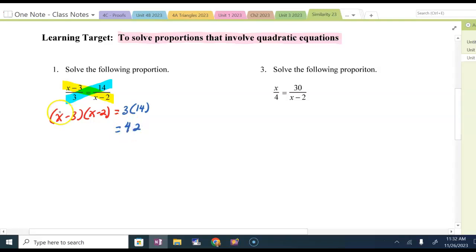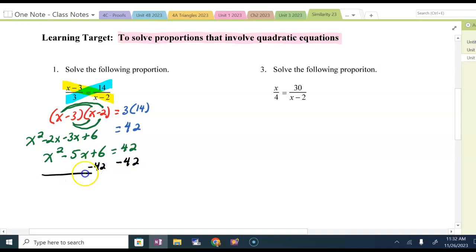And in the red, we're going to have to distribute, so we'll get x squared minus 2x minus 3x plus 6. Combining like terms, x squared minus 5x plus 6 is equal to 42. We'll subtract 42 from both sides. So x squared minus 5x minus 36 is equal to 0.